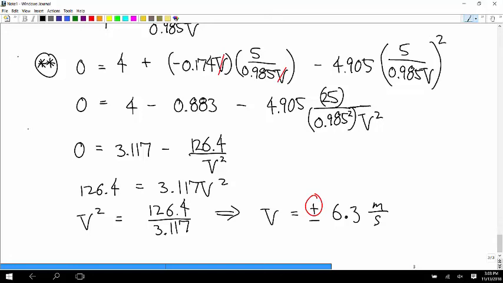Oh, okay. Oh, yeah, right. It's like 40, and then the square root of 40 is 6 point something.